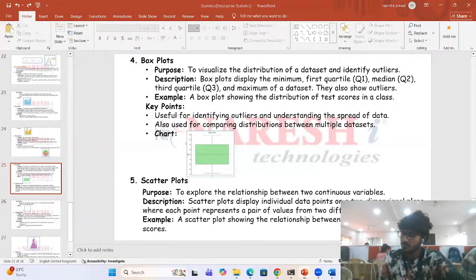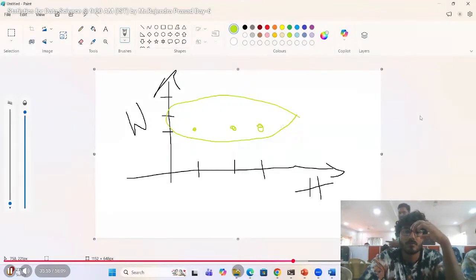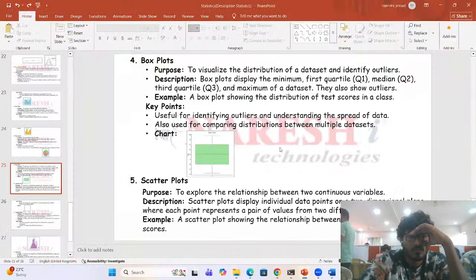So here, what is this value? X is something, Y is something. X1 comma Y1, X2 comma Y2, X3 comma Y3. That is how you are going to get this value. Is this clear? So this is how you are going to use a scatter plot.